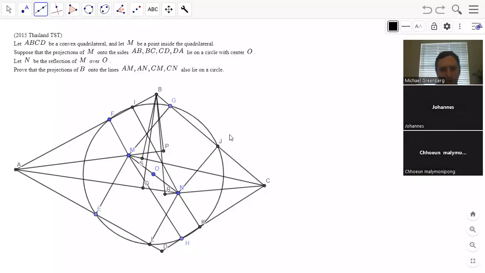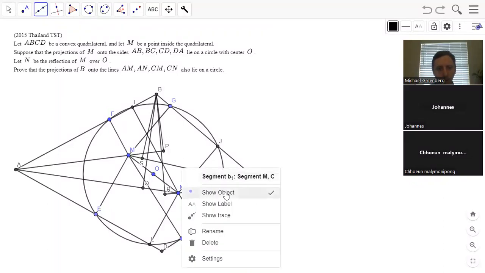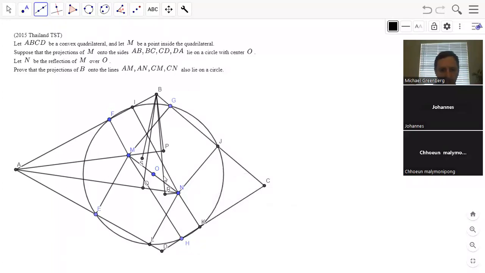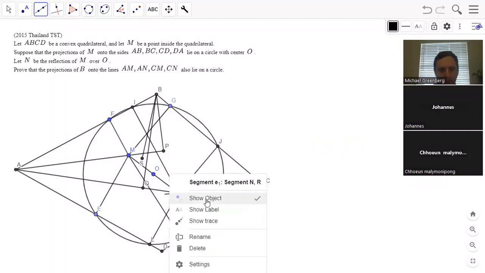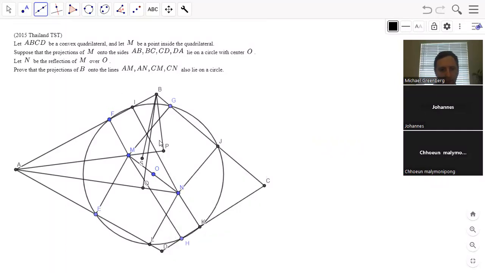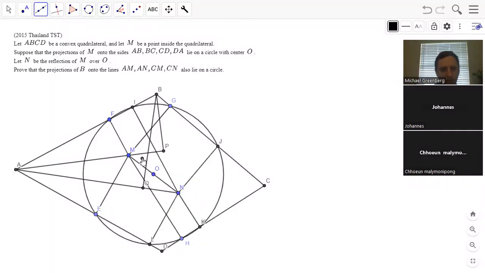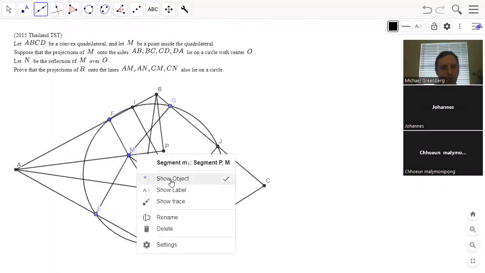Well, I can keep that. I think I've seen this kind of problem before. I don't remember how to solve it, but it looks very familiar. Yeah, I think I've seen it sort of before.